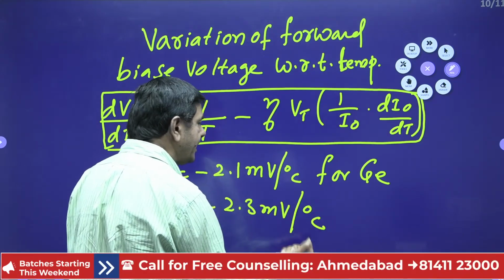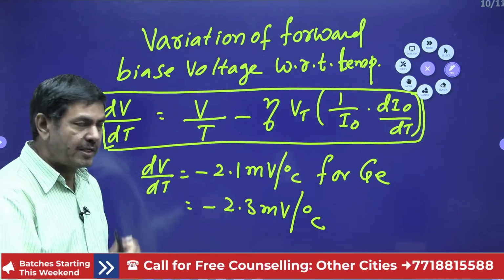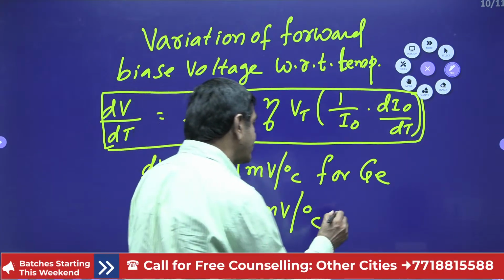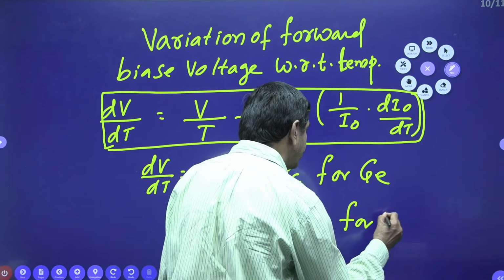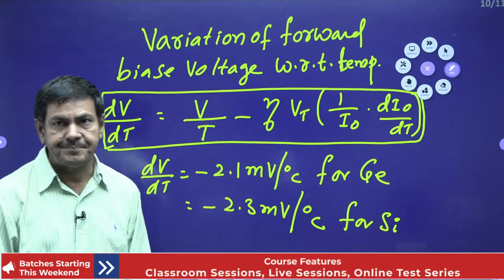For every 1 degree centigrade rise, the diode voltage is going to decrease by 2.3 millivolts. For silicon, we can use that formula.